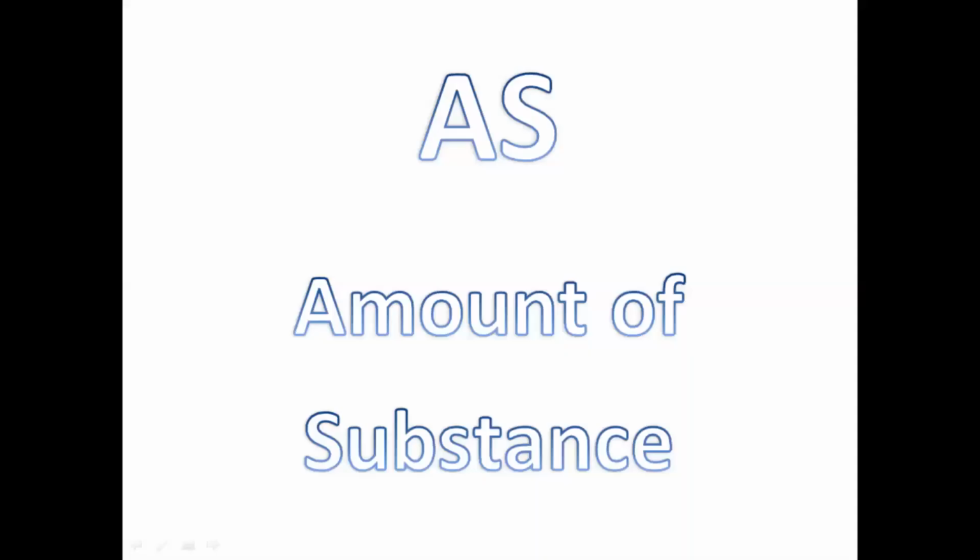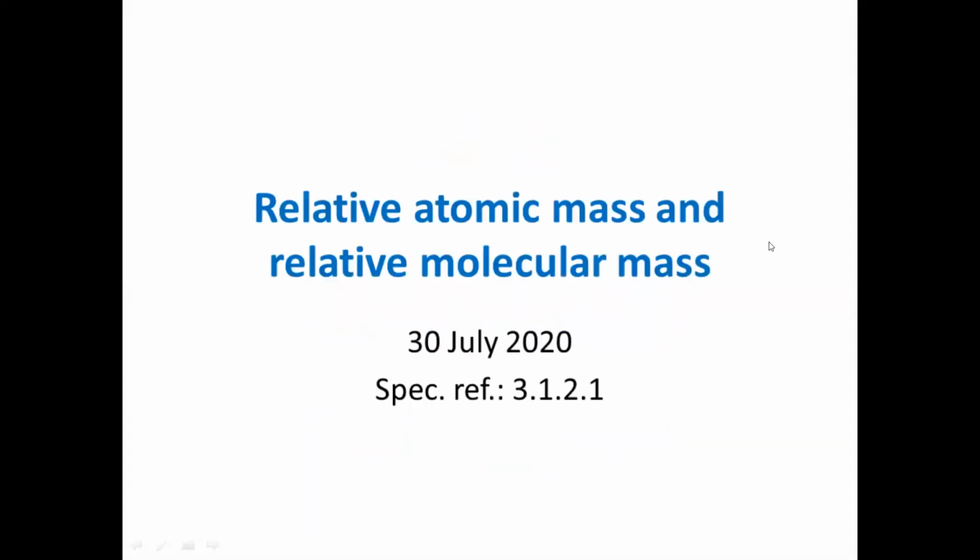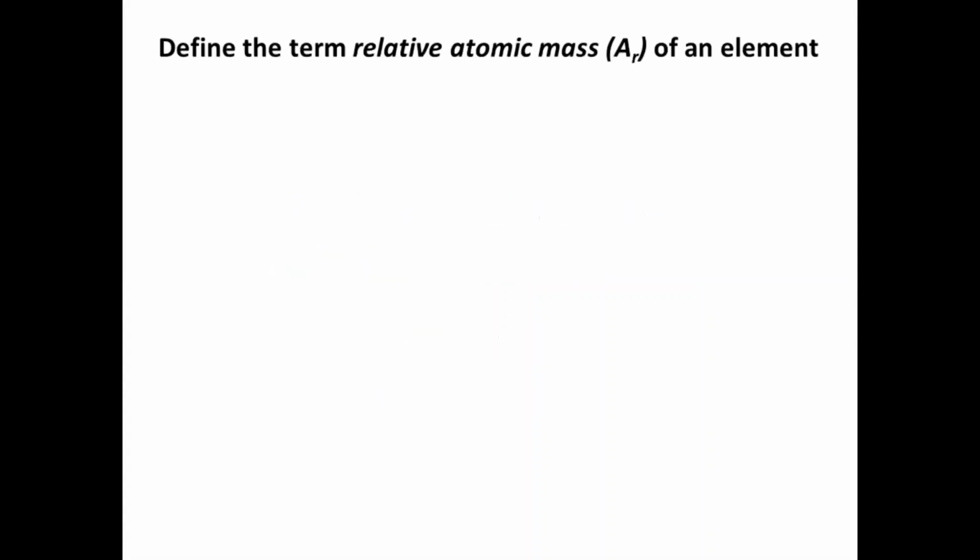This is the second part of the AS unit, amount of substance. The first part was the skills that you needed. Now we're moving on to the content of the unit. So we're going to start with relative atomic mass and relative molecular mass. These are different definitions, just to make sure you can differentiate between those ideas.